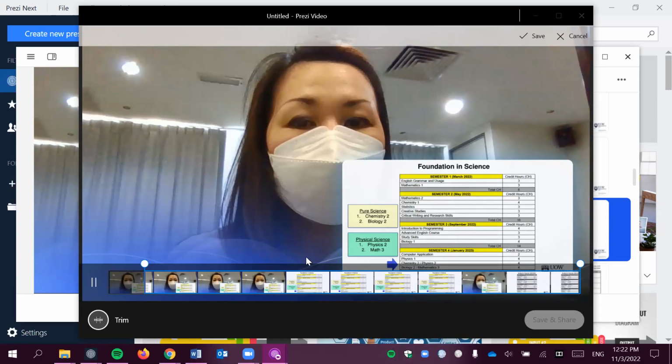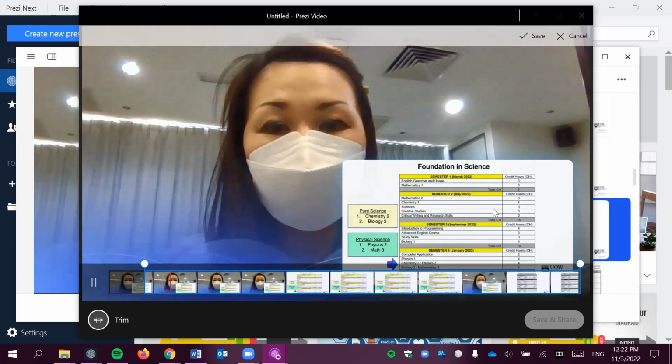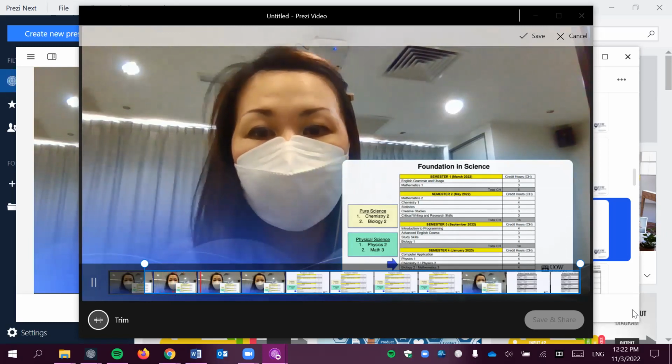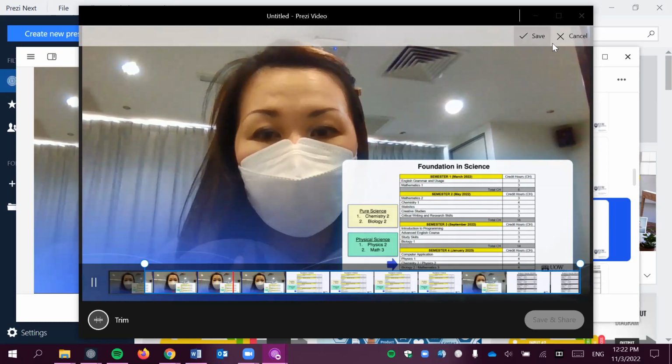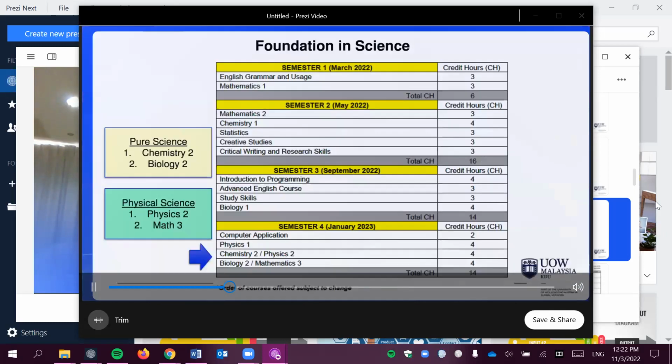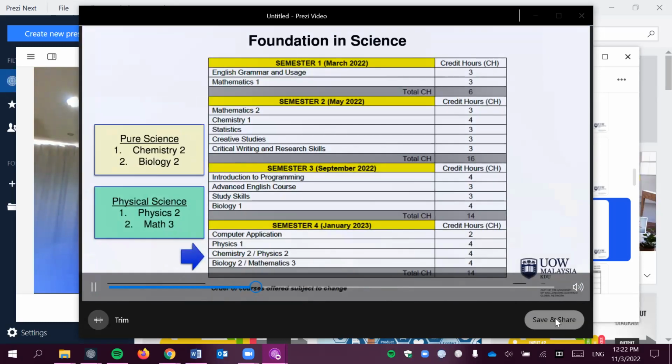Once you're done trimming, you check. This is the course structure. You're happy with it, okay? So then after that, you can save. If you look closely, you have save and share.